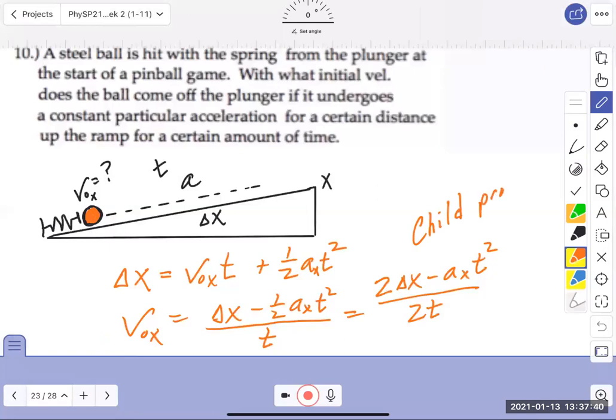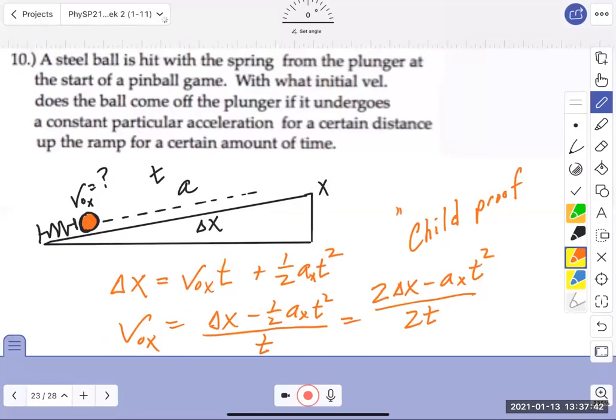And childproof, I just thought of that term this morning. Childproof is where you take an equation and an eighth grader could solve it. You take your algorithm and make it so there's no way that kid's gonna make a mistake. What's gonna be the mistake that any eighth grader is going to make in this? Can you see it? Delta X is the distance.